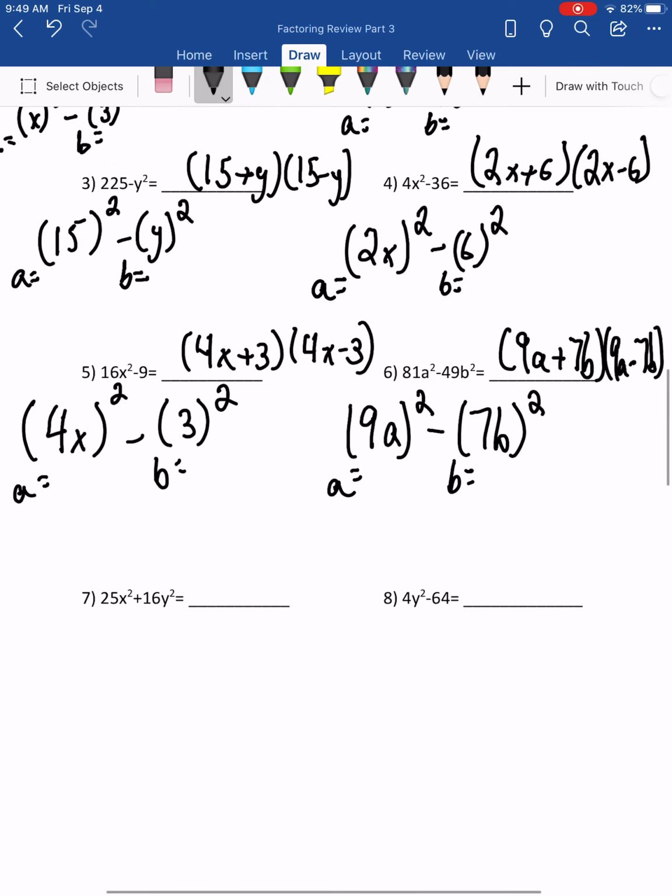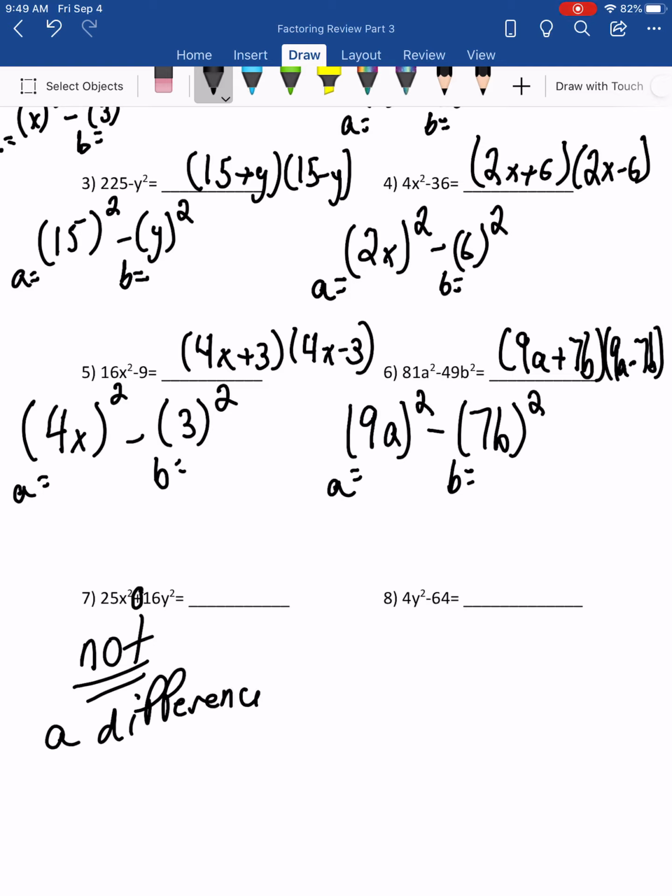All right. Number 7. What you should notice, hopefully right away, if you're paying attention, is this is not a difference of perfect squares. So the answer to this is trick question, can't do, all right?